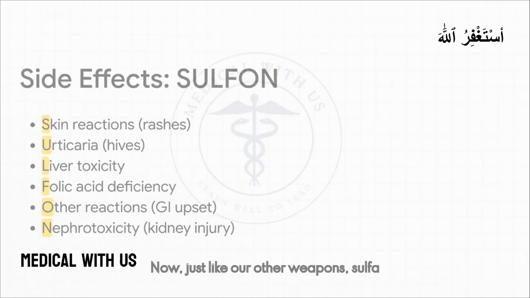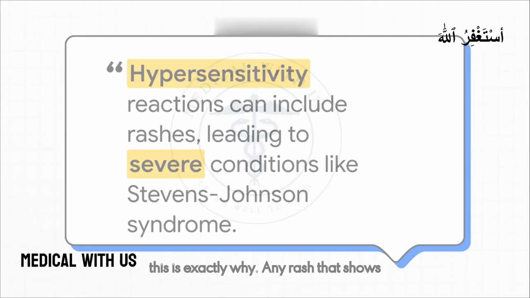Now, just like our other weapons, sulfa drugs have their own set of risks, which we can remember with the SULFON mnemonic. The really big one to watch for is hypersensitivity. Things like skin reactions and hives are common warning signs, but they can also affect the liver and the kidneys. And it kind of makes sense, they can even lead to a folate deficiency in the person taking them. And this is exactly why any rash that shows up while someone's taking a sulfa drug has to be taken very, very seriously. This highlights that what might start as just a simple rash can, in rare cases, escalate to really life-threatening conditions like Stevens-Johnson syndrome. It is a critical warning sign that you just can't ignore.